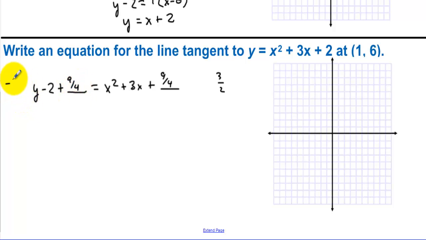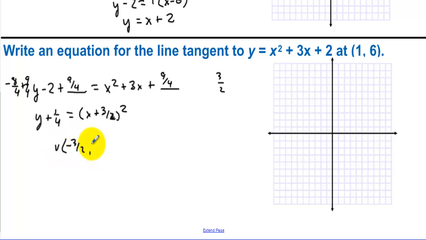Negative 2 is negative 8 fourths, and we're adding on 9 fourths. That gives us y plus 1 fourth is equal to x plus 3 halves squared. The vertex is (negative 3 halves, negative 1 fourth), or (negative 1.5, negative 1 fourth). That's about right there. The 4p in this problem, that's always in front of the variable not being squared, is equal to 1. So p is equal to 1.